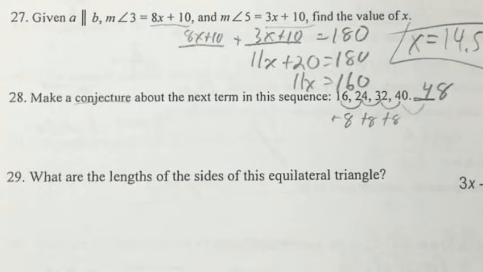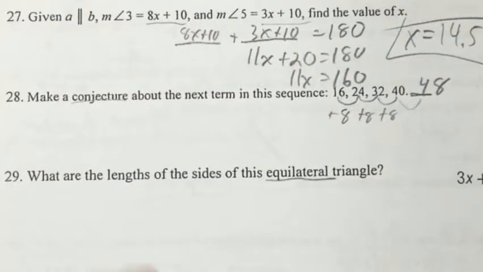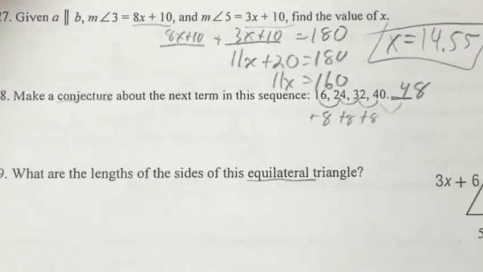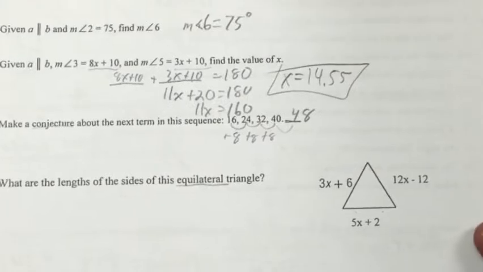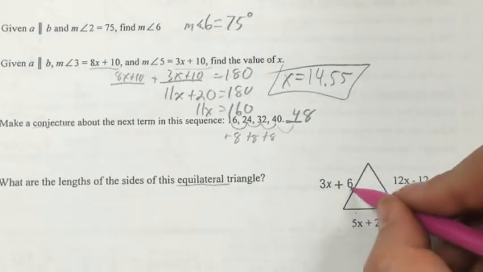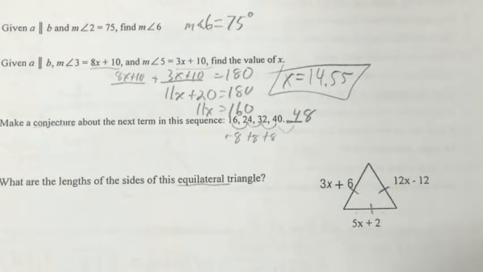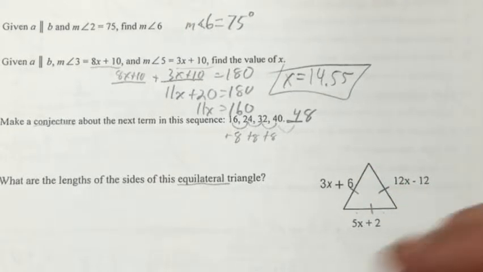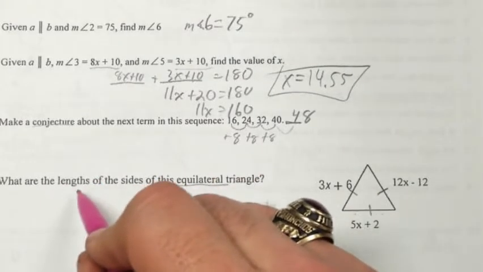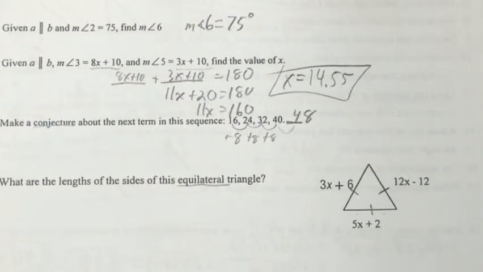Number 29. What are the lengths of the sides of this equilateral triangle? Equilateral is important because equilateral means all 3 sides are equal. Now, since all 3 sides are equal, I just take 2 of these sides and set them equal to each other to find x. And then I want the side lengths. From there, I'm going to plug the x back in and get the value.